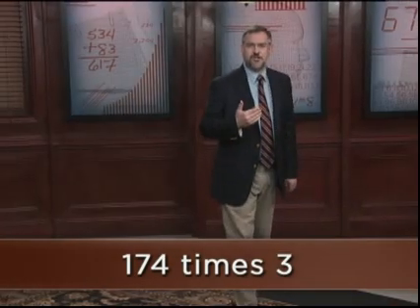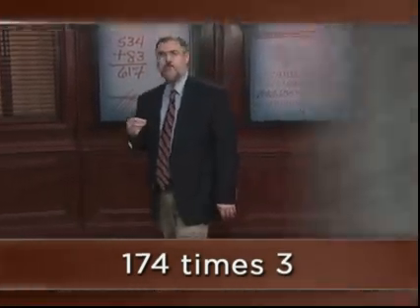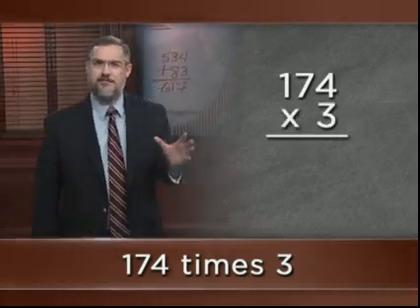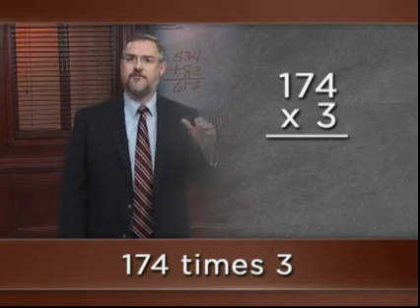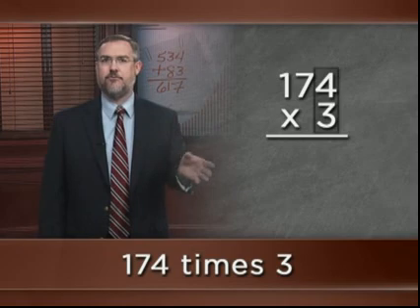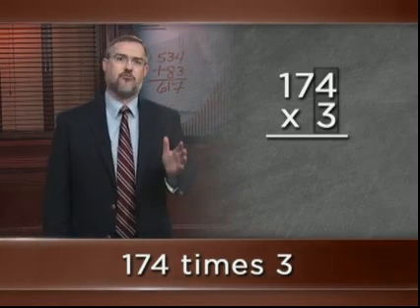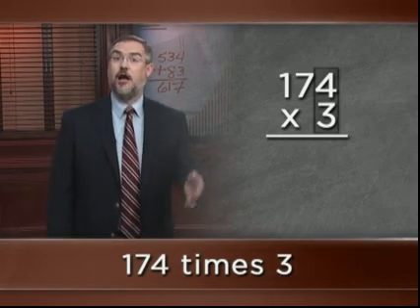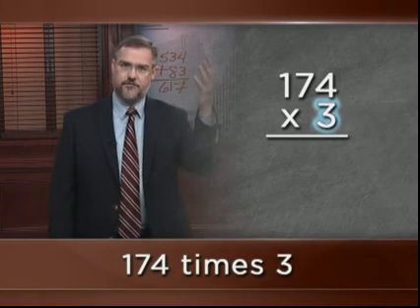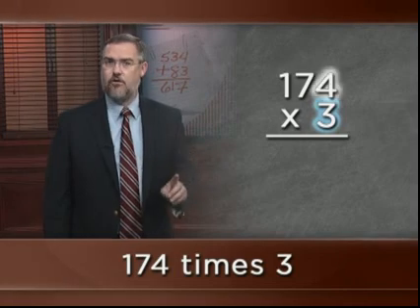Okay, first things first, let's write that problem vertically just to make sure we can work through the problem in a very neat fashion. Notice that I've lined up the two numbers so that their rightmost digits line up. That would be the 4 and the 3 in this case. Now, I'm going to start multiplying that 3 with the units digit of the number above. That's the 4 in this case.